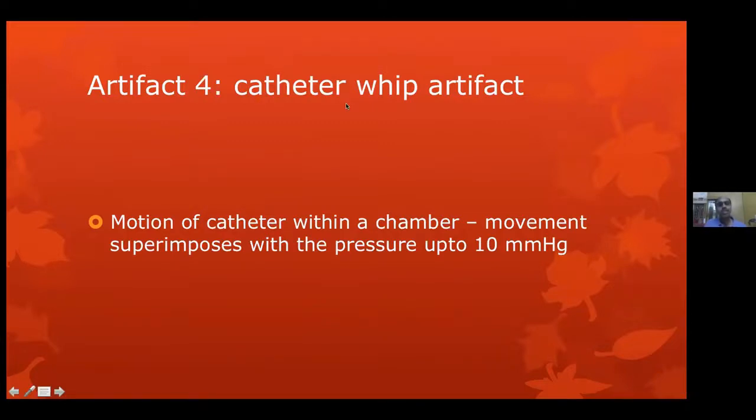The fourth artifact is catheter whip artifact, which is motion of the catheter within a chamber. One of the classical examples is a Swan-Ganz catheter that you put into the pulmonary artery. It keeps moving, it is whipping, and so there can be a pressure elevation and reduction of up to 10 millimeters of mercury, even up to 30. So this is called the catheter whip artifact, which is due to catheter movement.